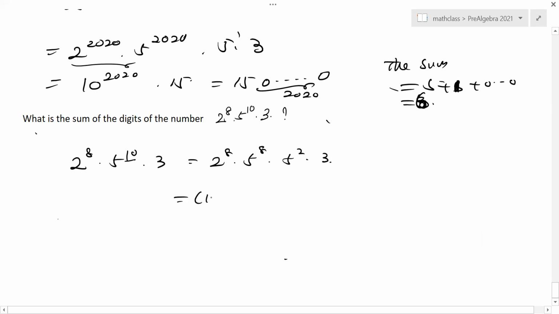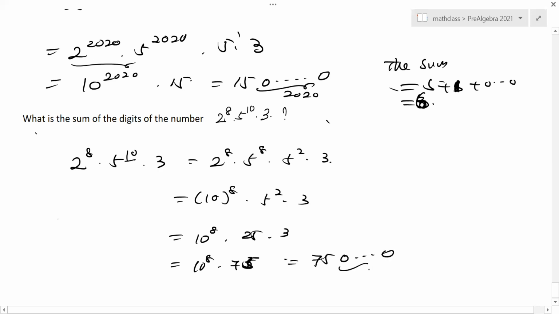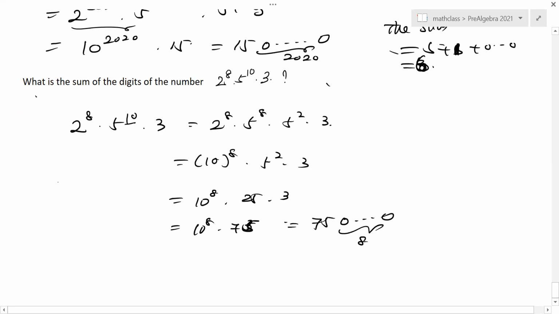So that would be 2 times 5, 10. Right, 10 to the nth power. It's 25 times 3, right? It's going to be 75. Okay, 75. You have a bunch of zeros. Now you have 8 zeros. So what is the sum of the digits? The sum of the digits is clear. 7 plus 5 plus 0, and that's going to be 12.